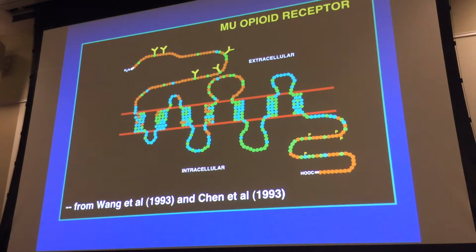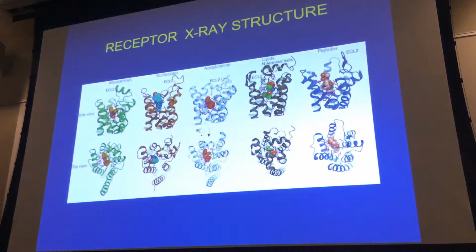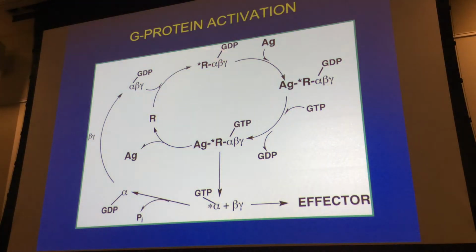Remember the G protein cycle. Here's the G protein cycle, and remember that in the basal state, the receptor exists in a complex with the G protein heterotrimer, and in that state, it has a high affinity for agonist. And then when the agonist binds to the receptor, everything dissociates, and the receptor becomes a low affinity state.